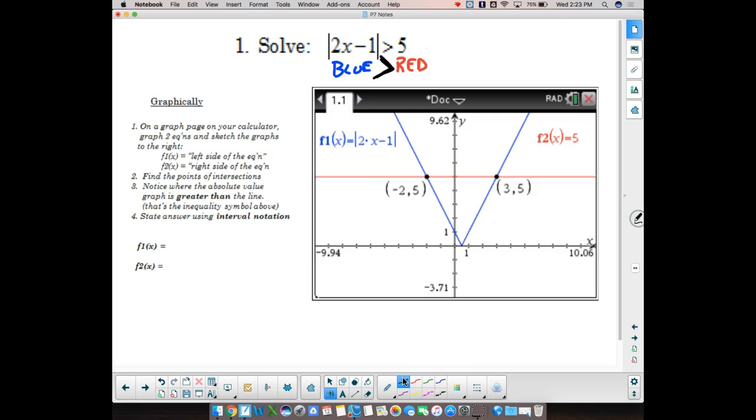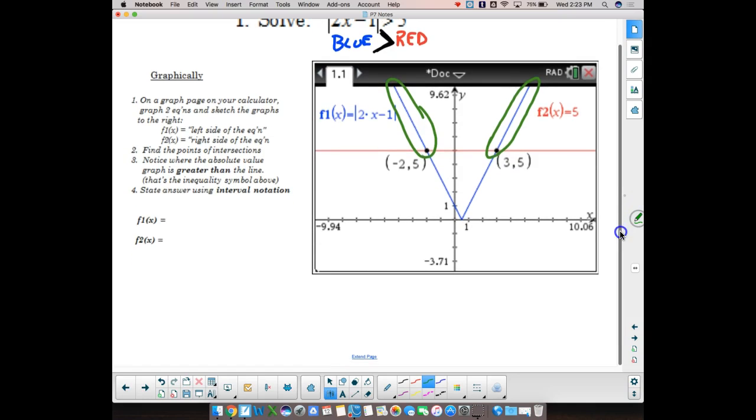Well, that's going to come where there's something blue above the red, right? So that's going to be over here and over there. So we would have in inequality form, x would be less than -2, or x would be greater than 3. In interval form, we would have -infinity to -2, unioned with 3 to infinity.